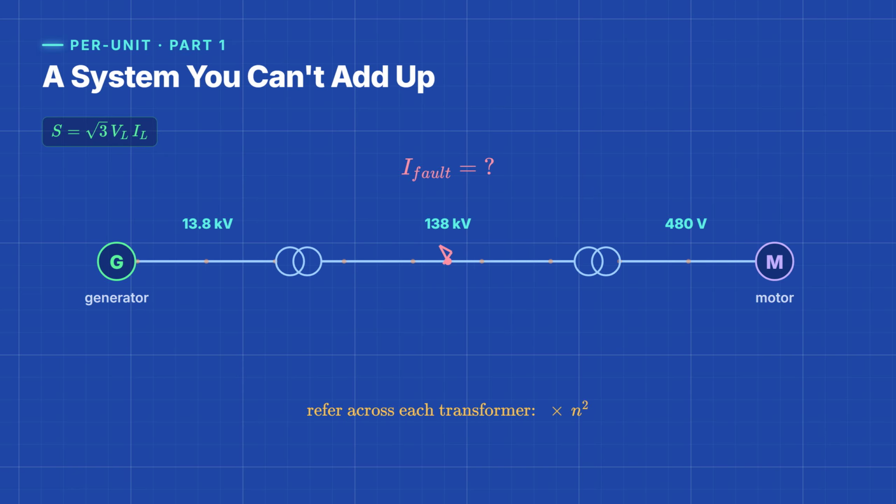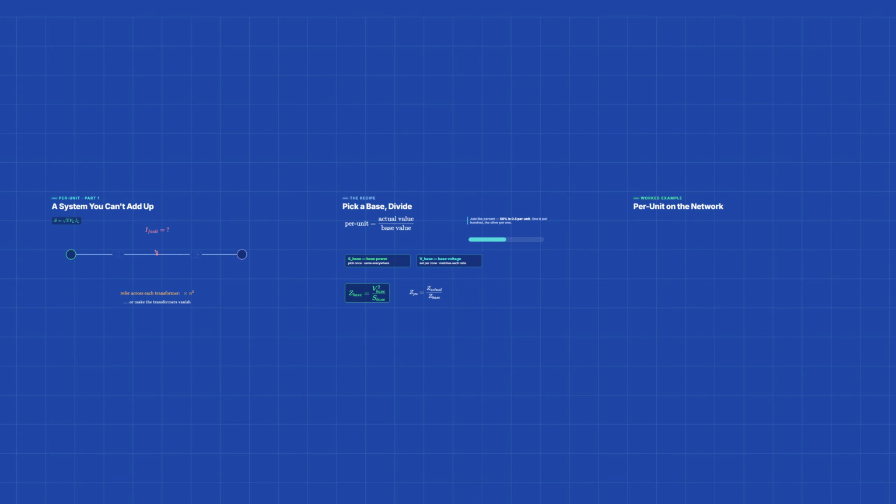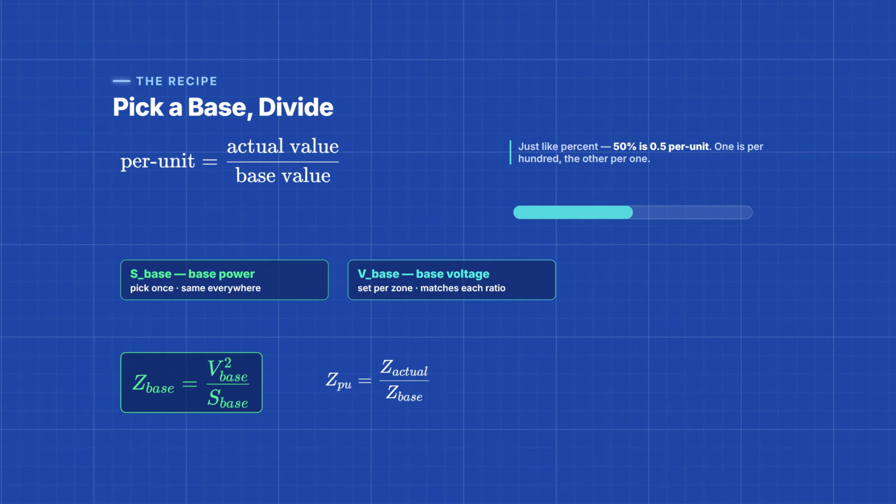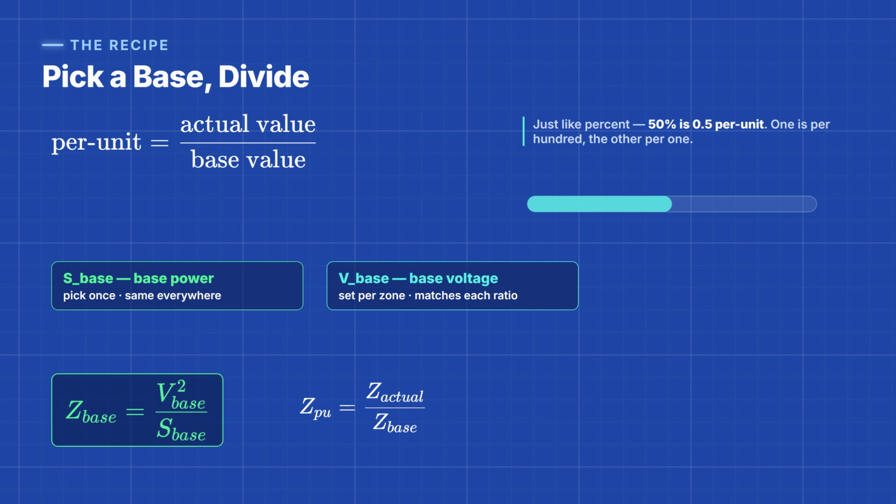The per-unit system makes the transformers disappear. You scale everything to a common yardstick, and the messy ratios cancel themselves out. The idea is simple. You pick a base value for each quantity, then measure everything as a fraction of that base. It's like percent. 50% is just a value divided by its full-scale reference. Per unit is the same.